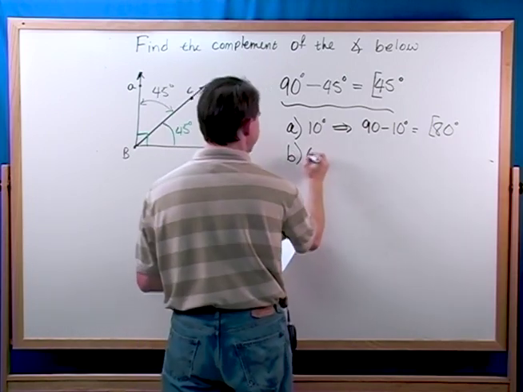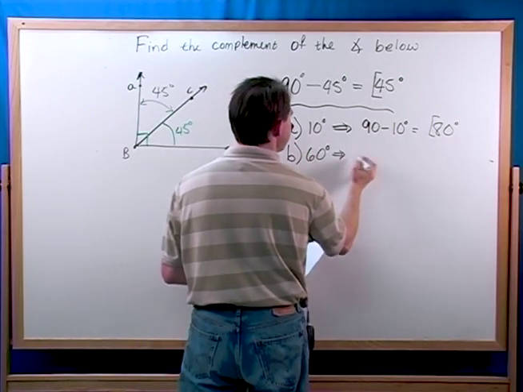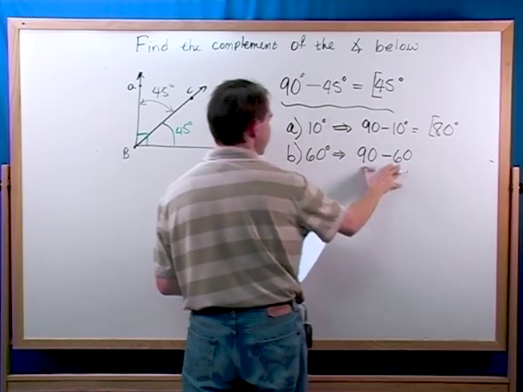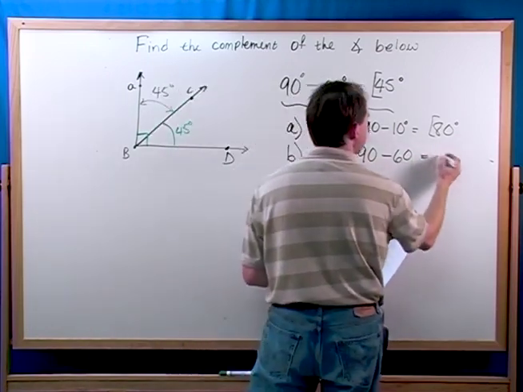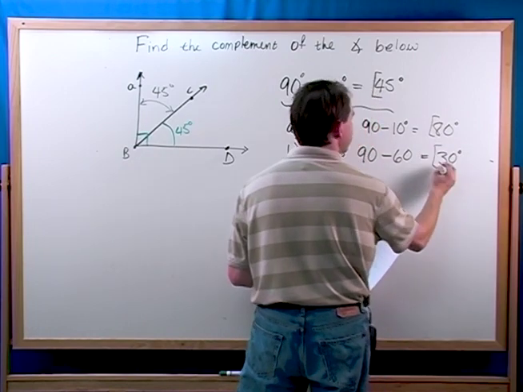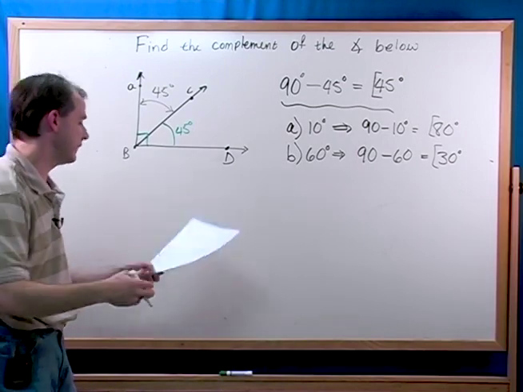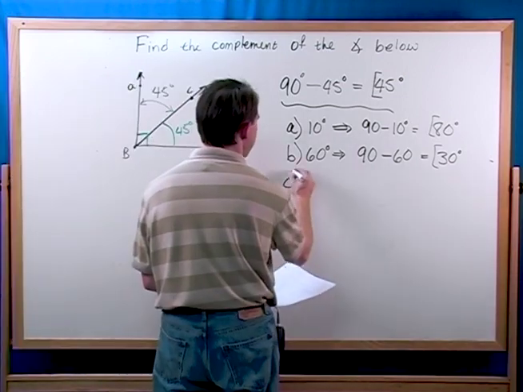What is the complement of 60 degrees? You find that the same way. You take the 90 degrees, subtract the 60 degrees off. What are you left with? It's 30 degrees. So 30 degrees is the complement of 60 degrees because if you add them up, it gives you 90.